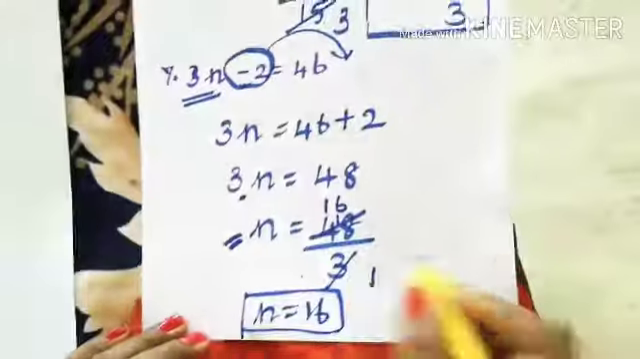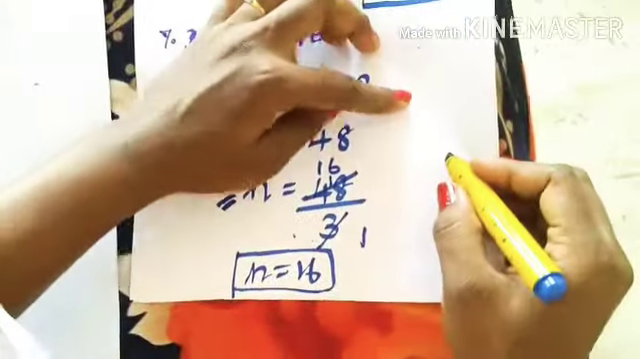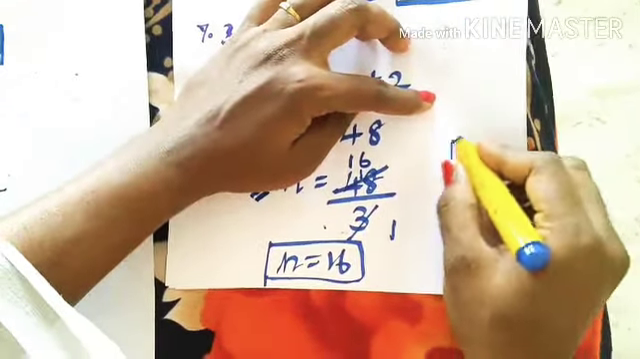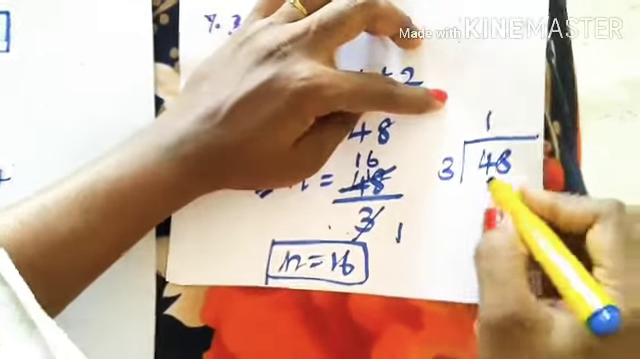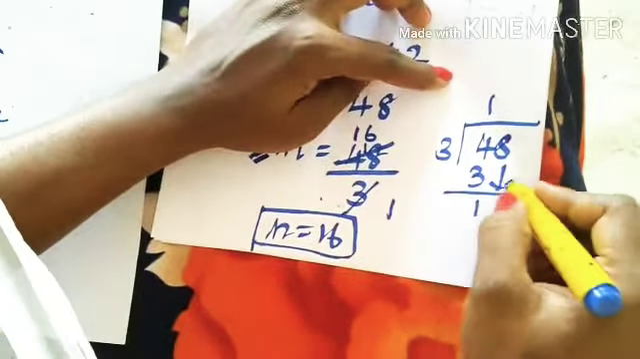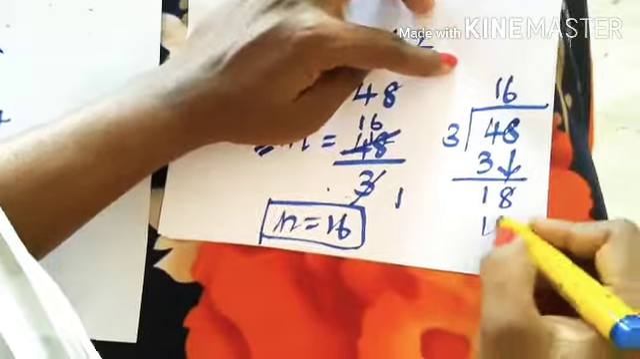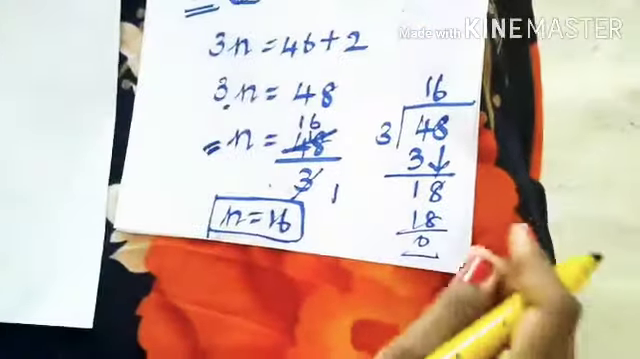If you don't know this cancellation, you can also do normal division. So 48 divided by 3, 1 3 is 3, remainder 1, 8, 6 3s are 18. So it is 16.